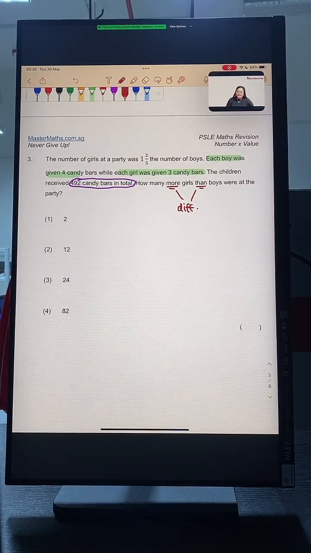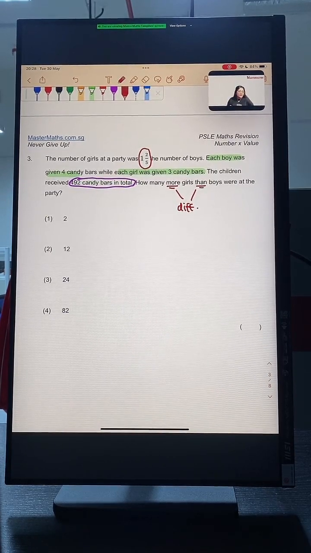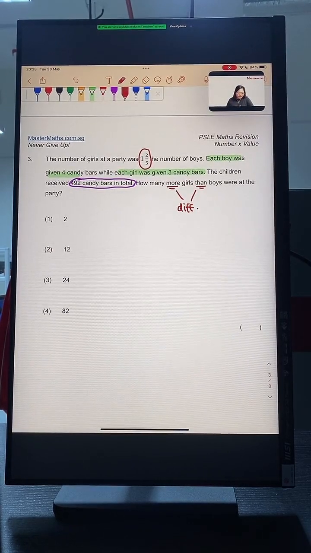Now, the next thing I need to find is this. What is 1 2/5? What we want to do here is change it to an improper fraction. Can you help me change 1 2/5 to an improper fraction? What do we get? Well done, 7/5. That's right.